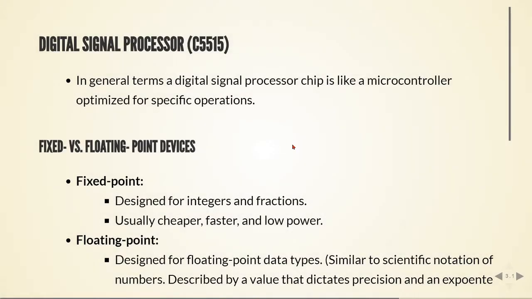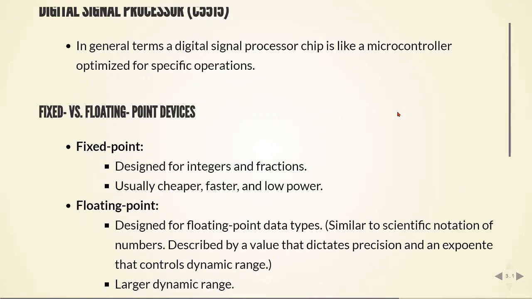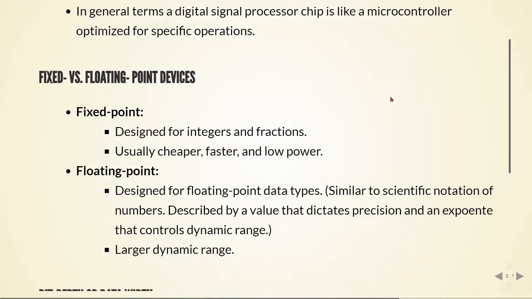The digital signal processor in this board is the C5515, and if you're not familiar with a digital signal processor chip, it's something like a microcontroller but optimized for specific operations. So a digital signal processor can be a fixed point or a floating point device. The fixed point device is designed for integers and fractions. It's usually cheaper, faster, and has low power.